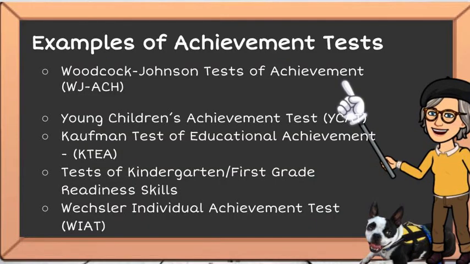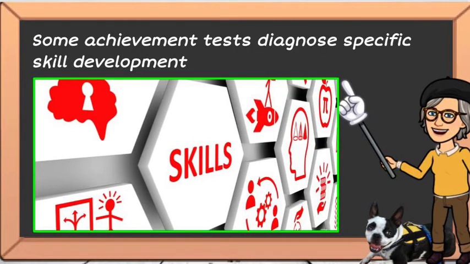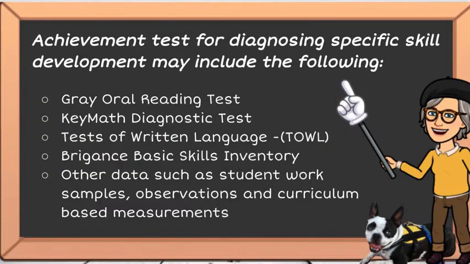Some examples of achievement tests are things like the Woodcock-Johnson Test of Achievement or the Young Children's Achievement Test. Frequently in our area, we use the KTEA or Kaufman test, or different things like the Wechsler Individual Achievement Test. There are some achievement tests that are used to diagnose a specific skill development area. And examples of these tests would be things like the Gray Oral Reading Test or a KeyMath Diagnostic Test. We use the Brigance Basic Skills Inventory or even the Test of Written Language.